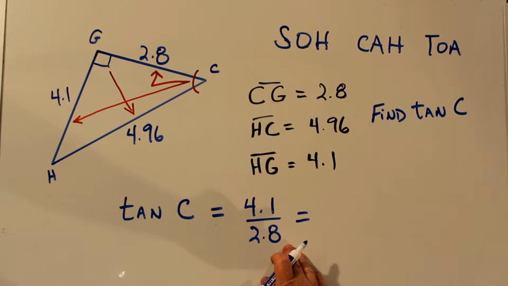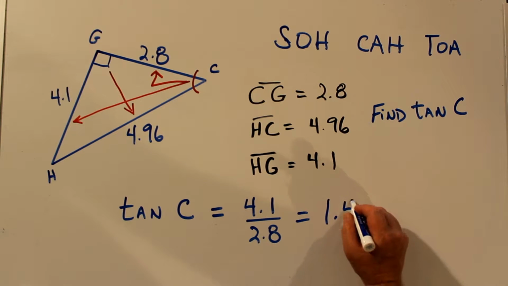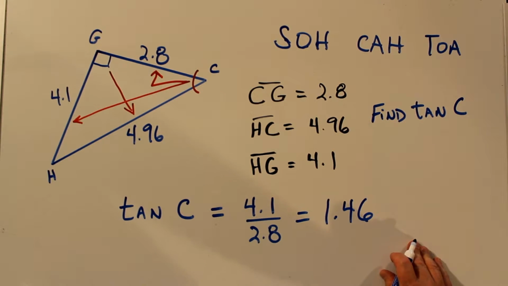Now it's just a matter of dividing these two numbers. 4.1 divided by 2.8 is 1.4643, rounded to two decimal places, 1.46, and that's the tangent of angle C.